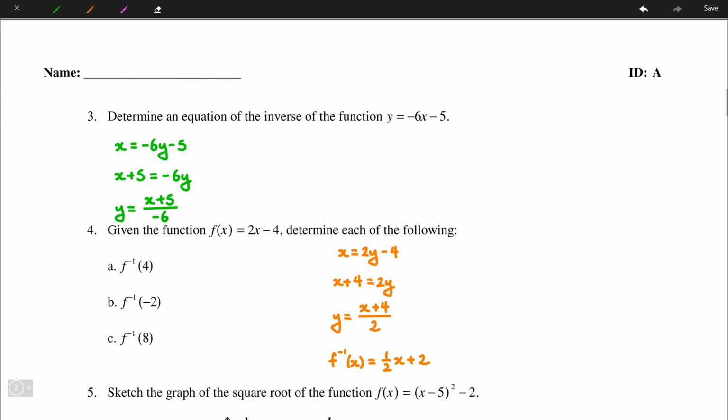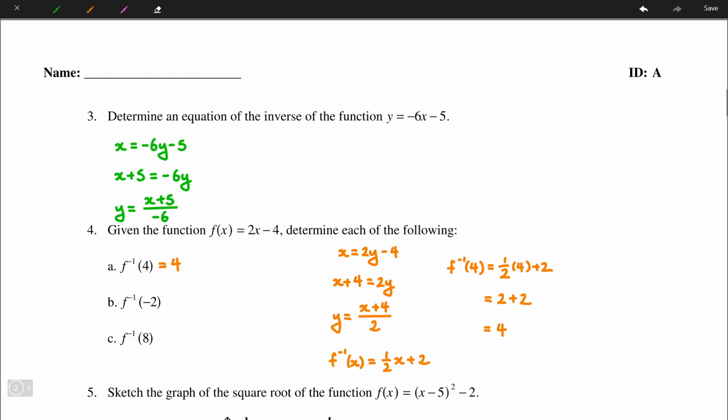So now we can simply substitute in 4, -2, and 8 into the inverse function that we found. For example, in the first case we have f inverse of 4 is equal to 1/2 times 4 plus 2. So that of course is 2 plus 2, which is 4. So the first answer is going to be 4.